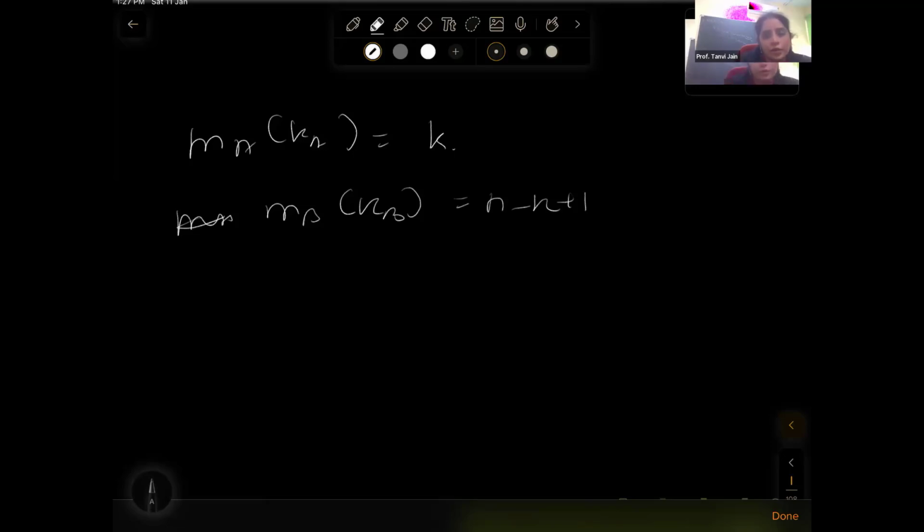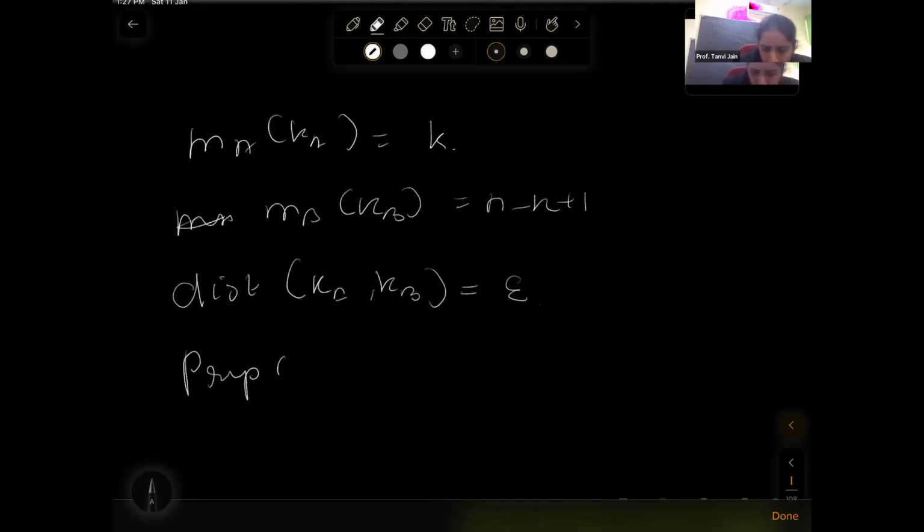And what is the distance between Ka and Kb? The distance between Ka and Kb is equal to epsilon, the way we have defined Ka and Kb. And then what does proposition 6 tell me? That epsilon is less than or equal to the norm of A minus B, and that is the maximum of mod alpha j minus beta j. And we are done.